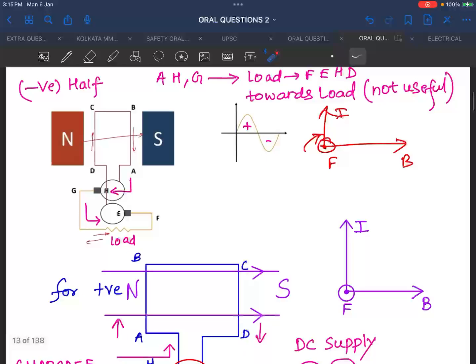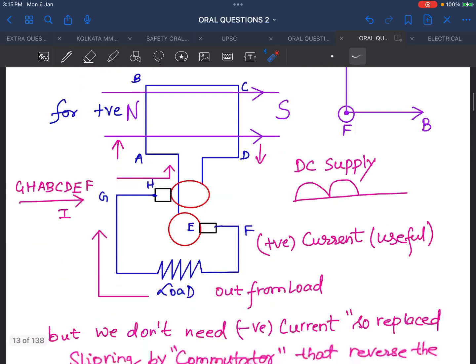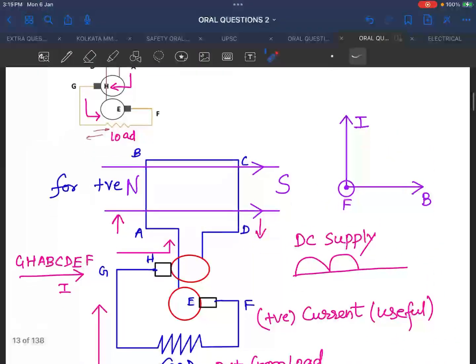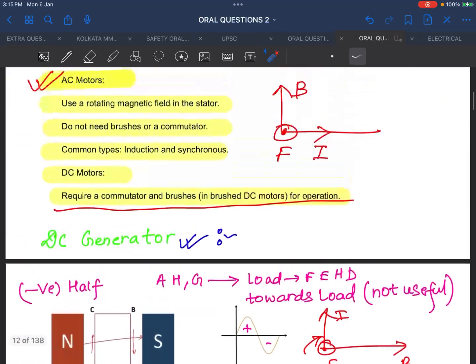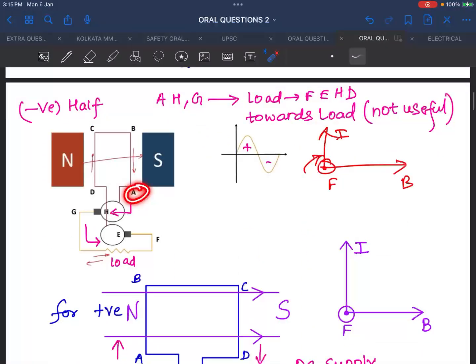Now let's see the negative cycle. What will happen if you give the negative cycle? Now the direction will reverse. You see here, previously our A and B were here, now A and B will go this side. So now our A and B will come here and C and D will come here. For the negative half cycle, the current direction is here and here.